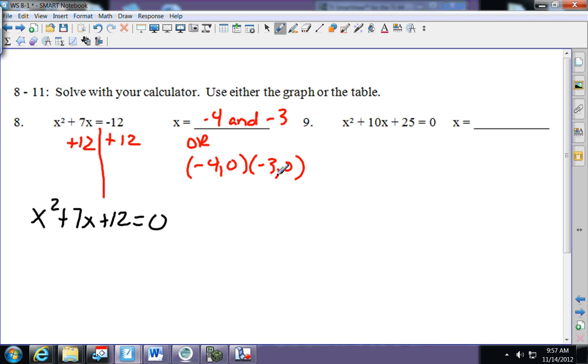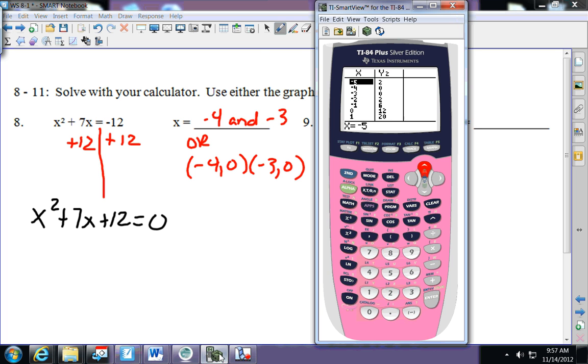Do number 9. Go in the calculator right now and do number 9. First thing would be, is it in standard form? It already is. Good. So go to the calculator.